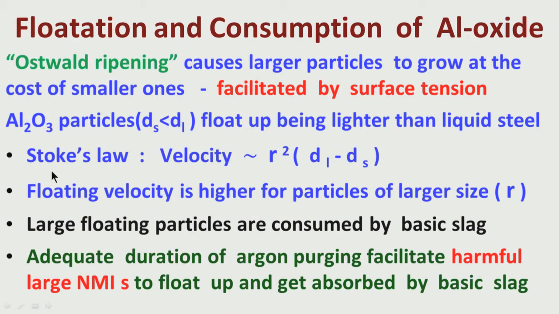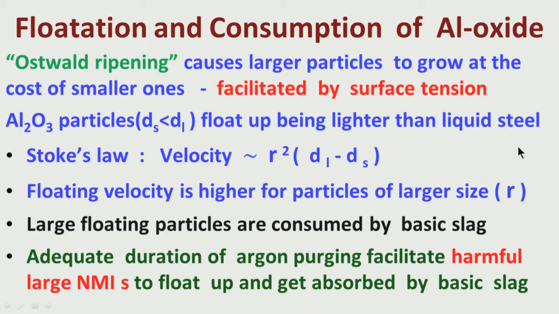We can get this idea from Stokes' law, because the velocity is directly proportional to the square of the size of the particles. The larger the size, the higher the velocity, and the faster the particles will move to the top. And why are these particles floating? Because they are lighter; their density ds is less than dl, the density of the liquid.